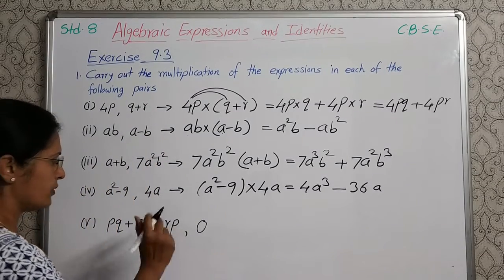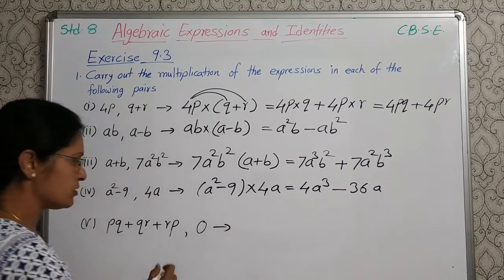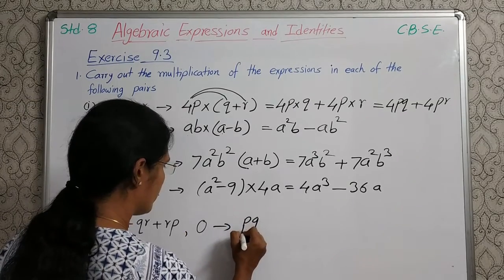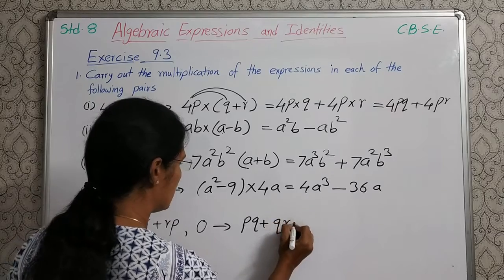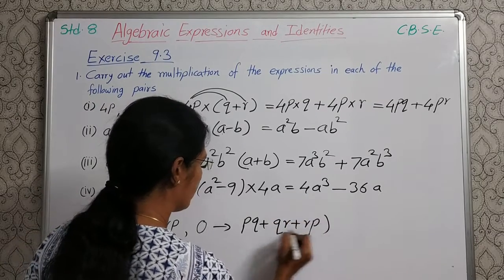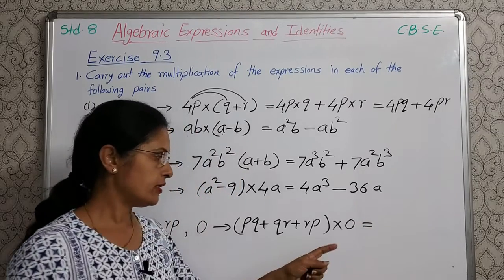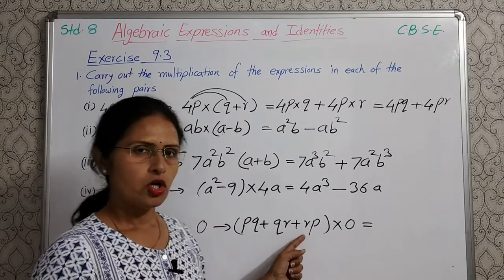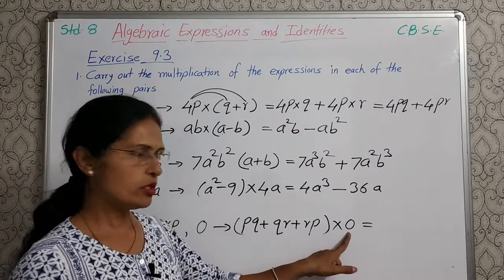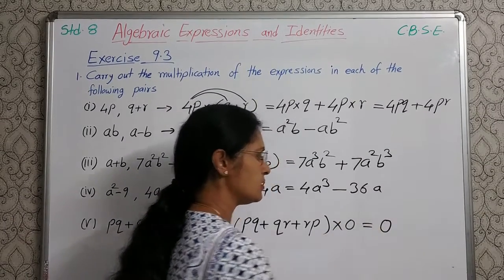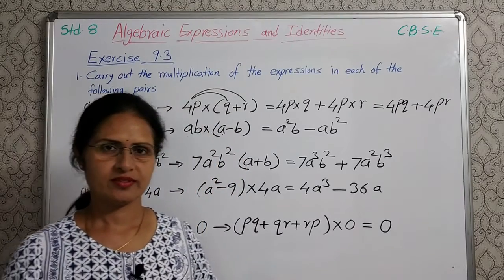Fifth, now multiply these two expressions where one is 0. pq plus qr plus rp multiplied by 0. Now you know that any expression or any number multiplied by 0, the product is always 0. So here the answer is 0.